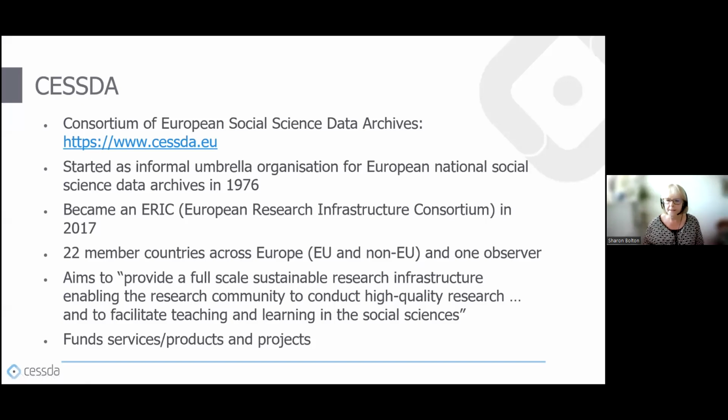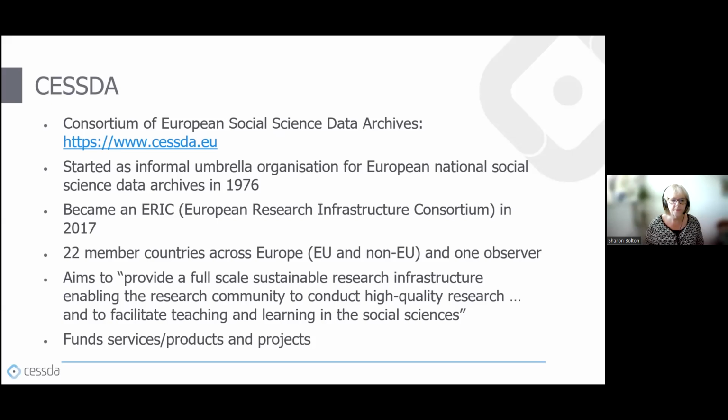Okay, so here's some basic information about CESSDA for those of you who aren't familiar with it. Its full name is the Consortium of European Social Science Data Archives, and it started in 1976 with just a few members. It became an ERIC, or a European Research Infrastructure Consortium, in 2017, and it currently has 22 member countries across Europe, both in the European Union and non-EU as well, and one observer. You can see there its aim is to provide research infrastructure across the community and to facilitate teaching and learning in social sciences as well.